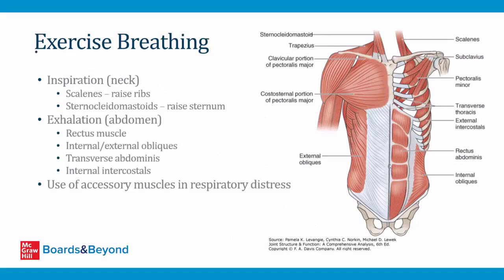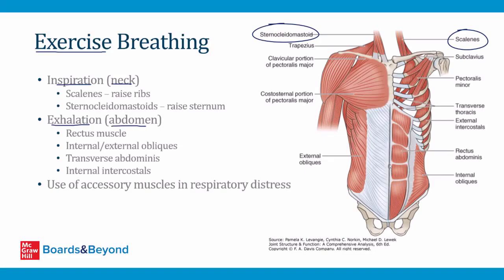When you're breathing during exercise, however, the situation is different. Your body can bring in extra muscles to maximize the amount of air going in and out of the lungs. This can be done during exercise or any form of respiratory distress. So during inspiration, you can use muscles in your neck to maximize the amount of air brought into the lungs. The scalenes shown here in the neck can raise the ribs, and the sternocleidomastoid muscle here can raise the sternum. That's during inspiration. Then during exhalation with exercise or respiratory distress, muscles in the abdomen will be used.